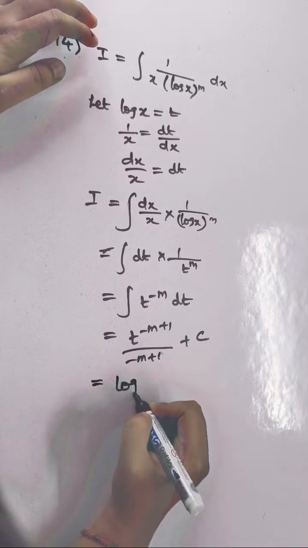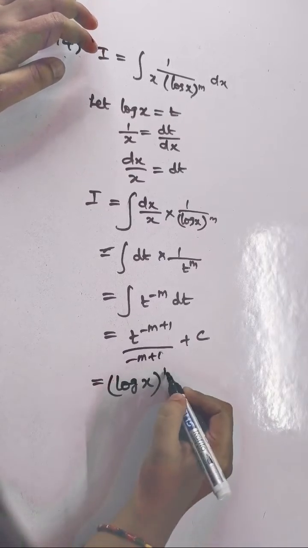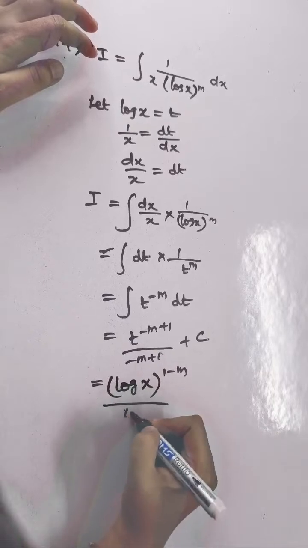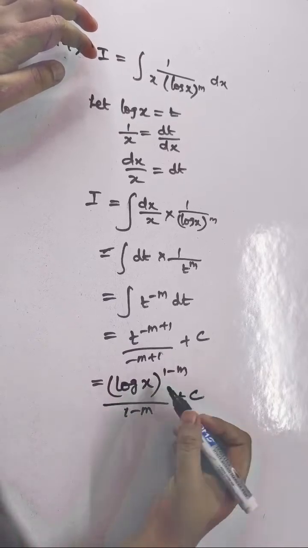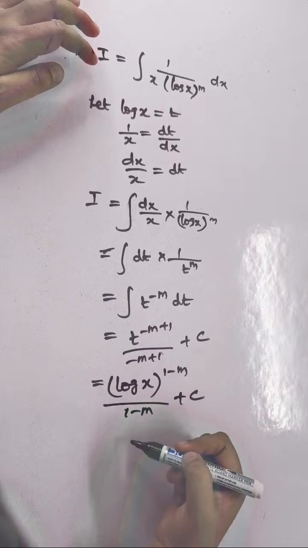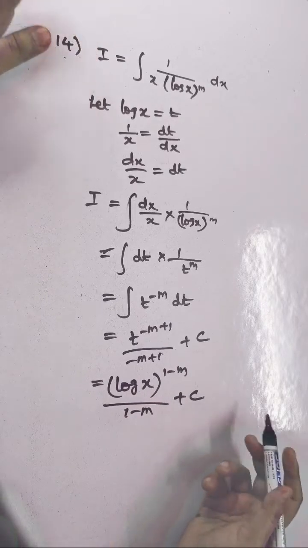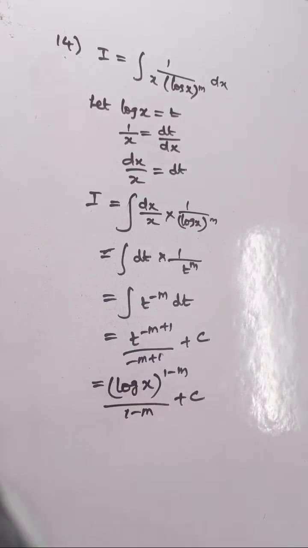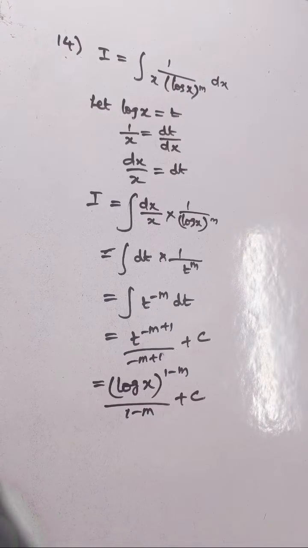So we'll get (log x) power 1 minus m by 1 minus m plus c, or (log x) power minus m plus 1 by minus m plus 1. So minus m plus 1 or 1 minus m, both mean the same. So this is the required answer.